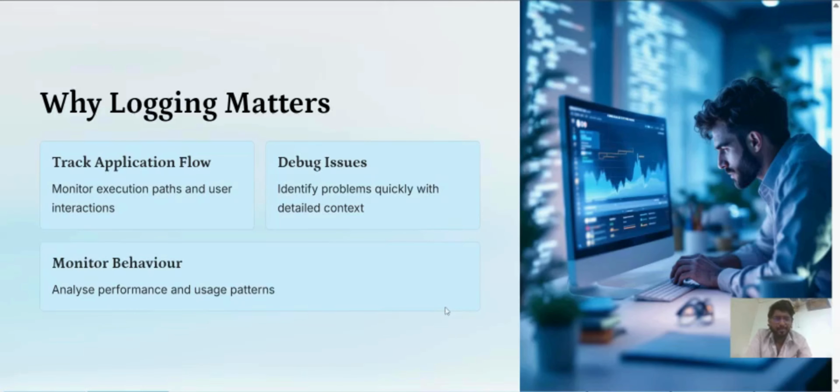Why logging matters? Tracking application flow: we can see the execution path and user interaction with the applications. We can easily find problems with detailed content with the use of logging. Monitor the behavior and the usage pattern of the applications. If it fails in some cases, we can easily find it. If the performance is very low, we can find it easily with logging.